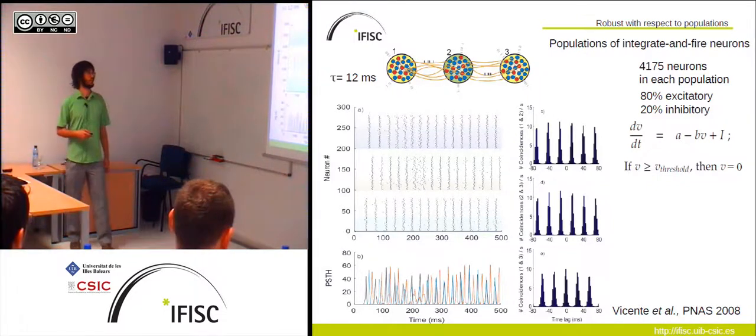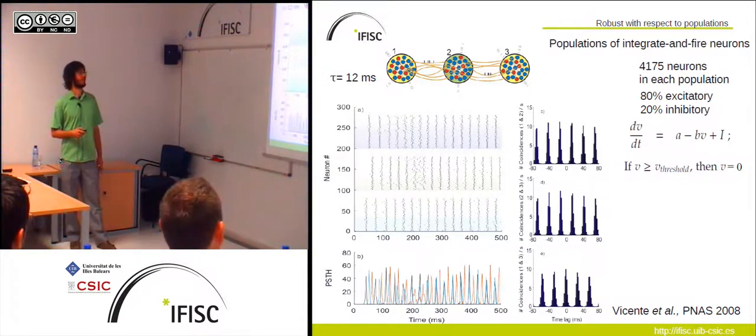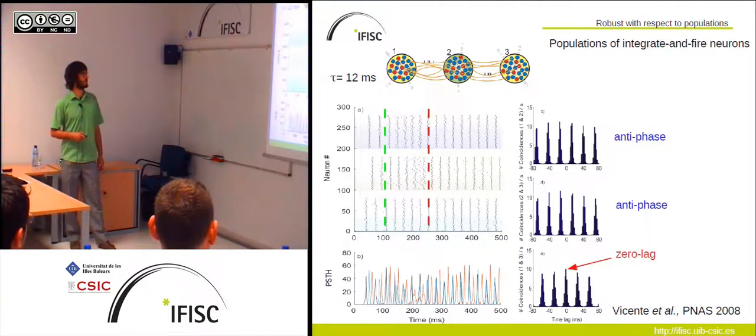And again, the dynamic relay is robust with respect to populations of neurons. So one can look, for instance, at the raster plot, which shows the neurons and the spiking of each neuron. After that, one can connect each population, and the populations are connected at a certain time, here marked by this green line.